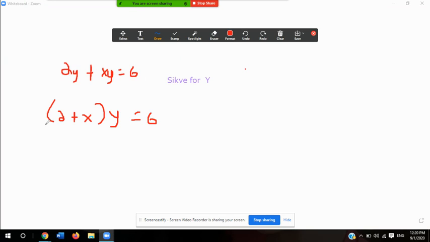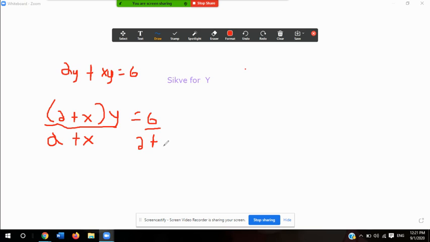So divide 2 plus x on both sides. I went silent there for a minute. I'm concentrating on making this look decent. 2 plus x. Sorry for that.